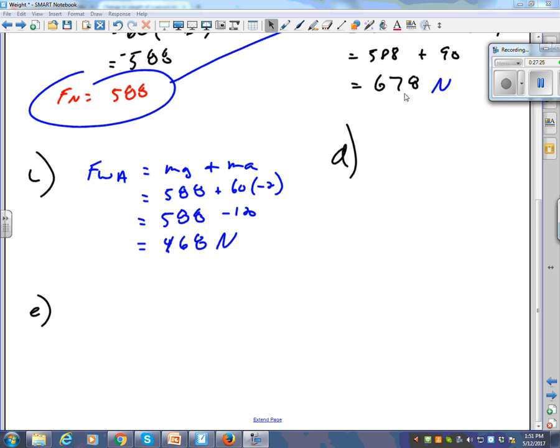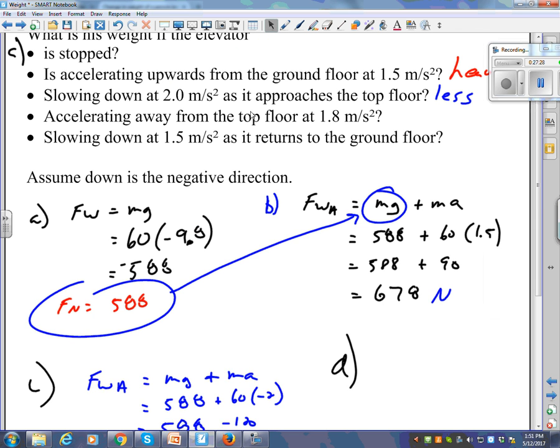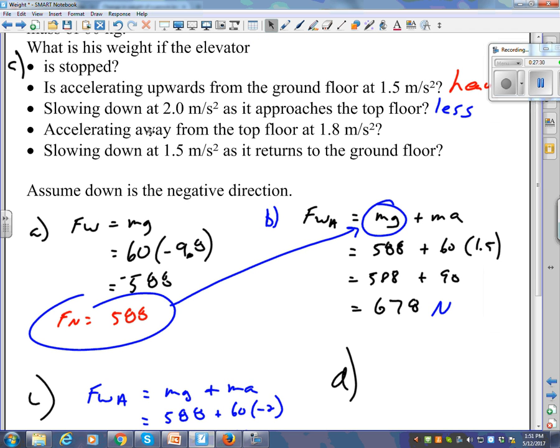So in part D, accelerating away from the top floor at 1.8. Accelerating away from the top, going down. Weighing more or weighing less? Think about yourself at the top of the CN Tower. The elevator pulls away from you. You weigh less. You weigh less at the top as you pull away.